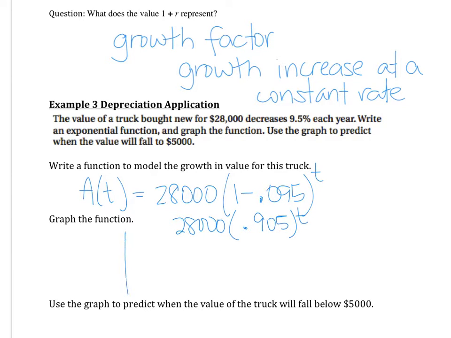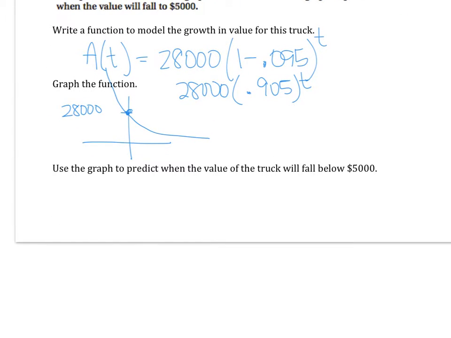the graph of the function is going to cross over 28,000 and it's going to come down. And we're looking when it will fall below 5,000. Again, you do the same thing. Use Desmos, type in some x values until you see the y fall below 5,000.